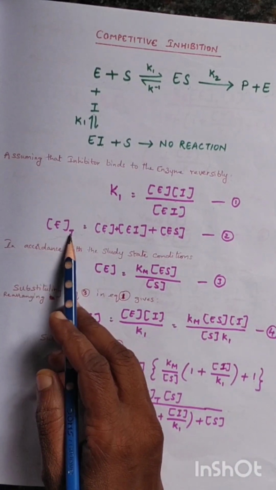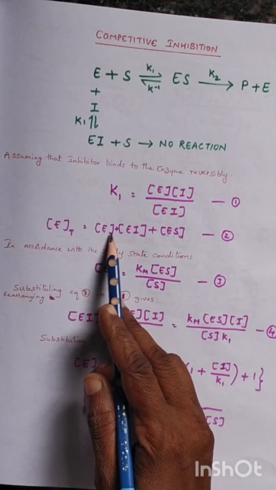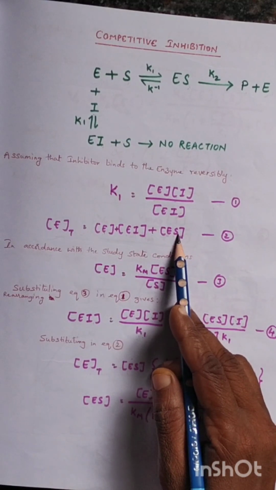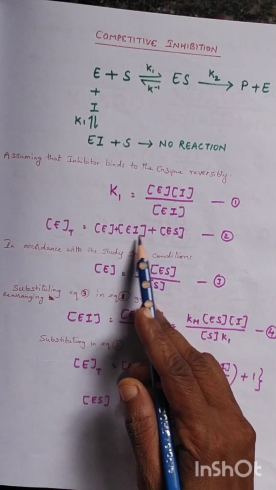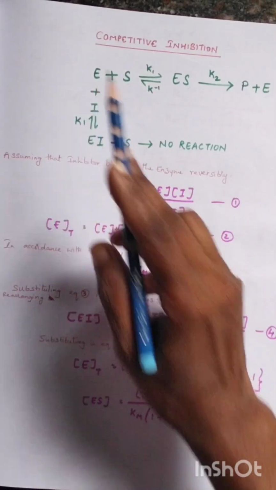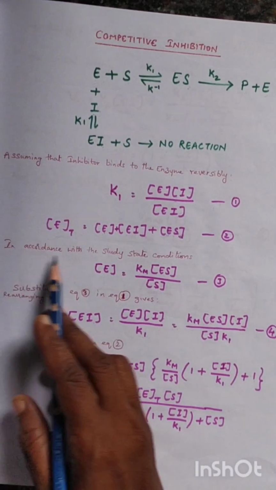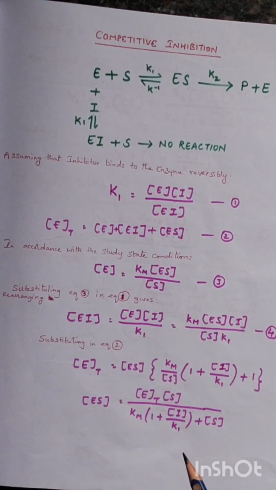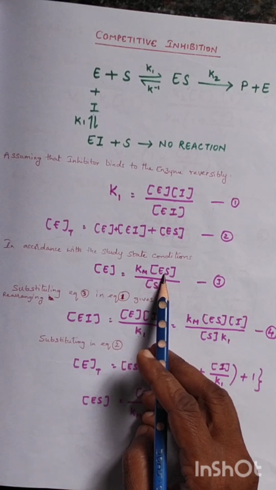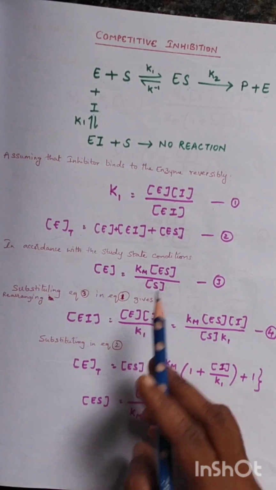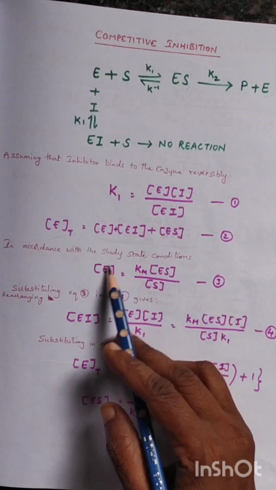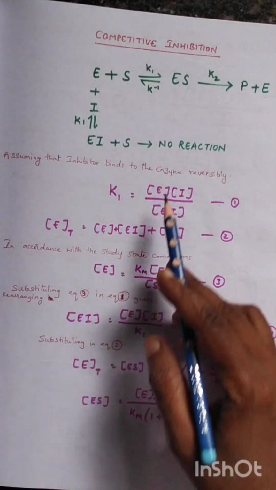If we take total enzyme as equal to the concentration of enzyme plus the concentration of enzyme inhibitor complex plus the concentration of enzyme substrate complex, as both inhibitor and substrate compete with each other in binding with the enzyme. In accordance with the steady state conditions, the concentration of enzyme is equal to Km into the concentration of ES by the concentration of S. Substituting this equation 3 in equation 1, we get the concentration of enzyme in equation 1.